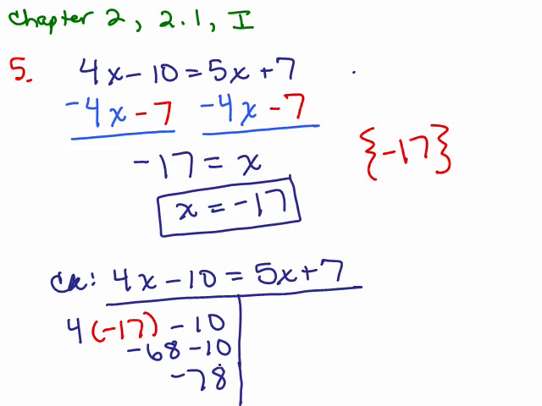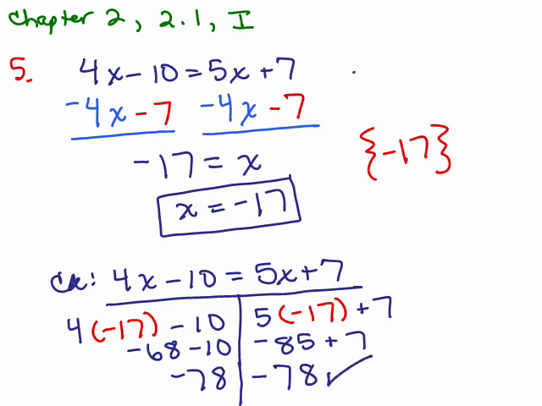So the left hand side simplifies to negative 78. On the right side of the equation, I also have to plug in negative 17 and do the order of operations to simplify it. So 5 times negative 17 is negative 85 plus 7. And now I'm adding a negative and a positive. There's more negatives, so I have to do 85 minus 7, which is also 78. So I did get the same number on both sides, so it checks. So my solution over here is correct of negative 17.